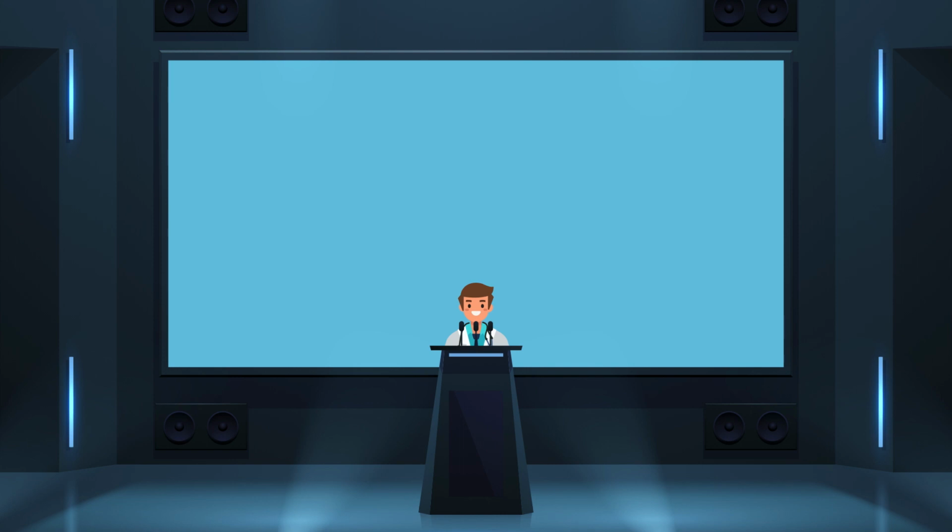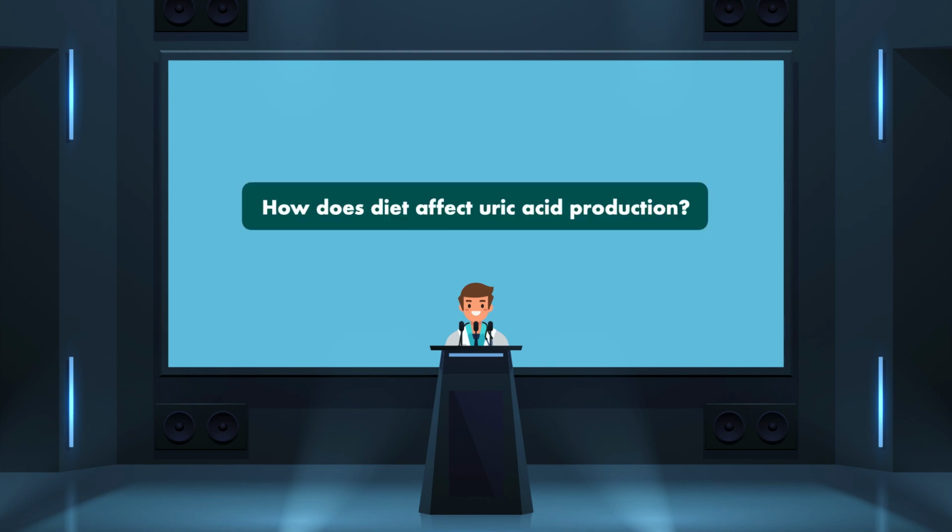At this stage, I've outlined the pathophysiology and etiologies of gout. Now I'm going to focus on how diet affects uric acid production. After that, I'll discuss the management of gout and provide nutrition recommendations that can be applied to practice.